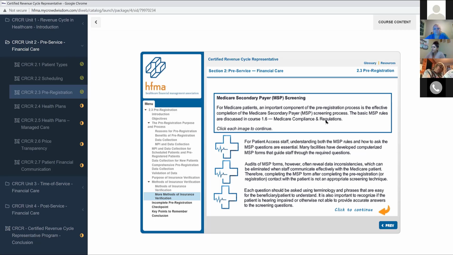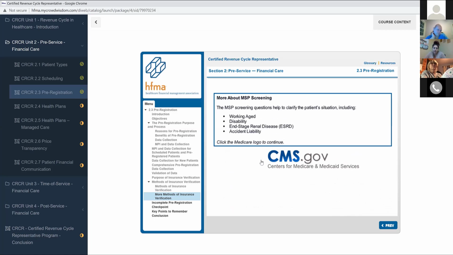And audits of MSP forms often reveal data inconsistencies, which can be eliminated if the staff communicates effectively with the Medicare patient. Therefore, completing the MSP form after completing the pre-registration or registration contact with the patient is not an appropriate screening technique. Each question should be asked using terminology and phrases that are easy for the patient or beneficiary to understand. And it's also important to recognize if the patient is hearing impaired or otherwise not able to provide accurate information.